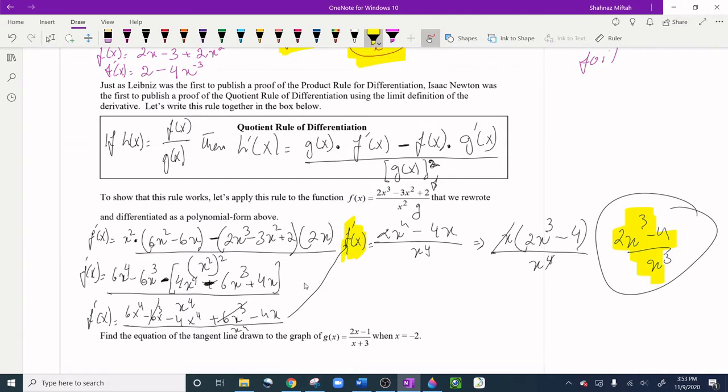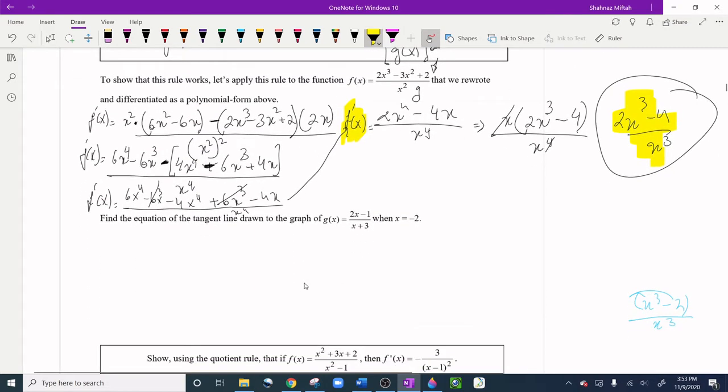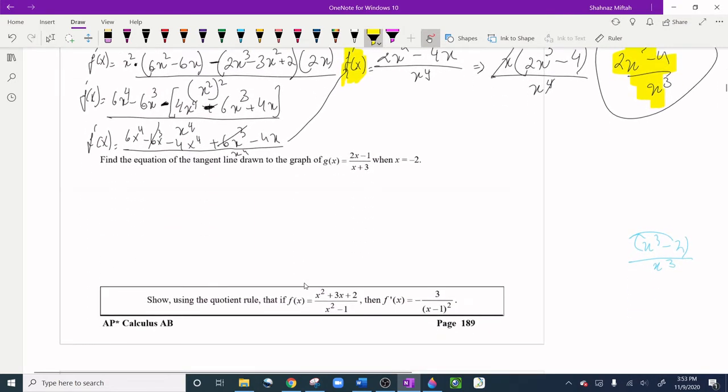Now let's see what else. Find the equation of the tangent line drawn to the graph of g of x equals 2x minus 1 over x plus 3 when x is equal to negative 2. Now in the equation part, how do we solve equations? What does the word equation mean? Equation means y minus y1 equals m times x minus x1. What does tangent mean? Derivative of the graph at x equals negative 2. So let's figure it out.